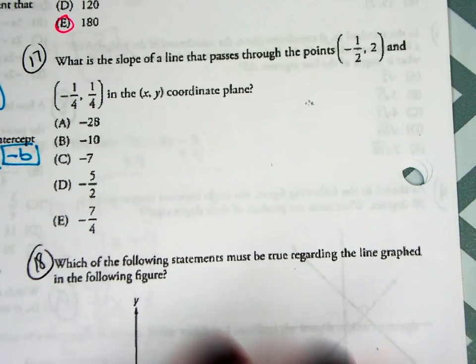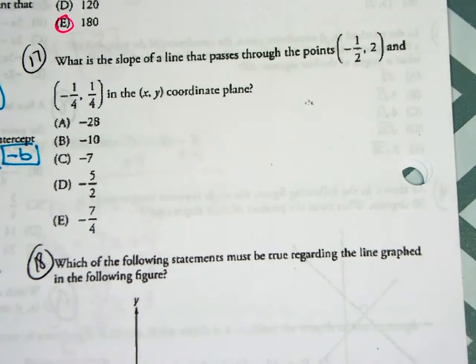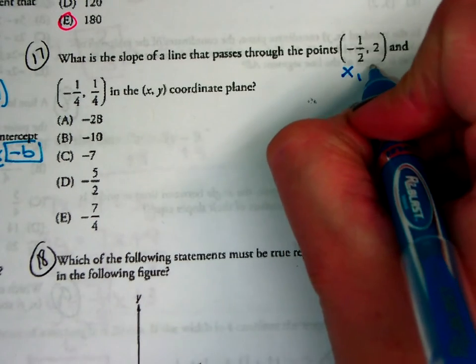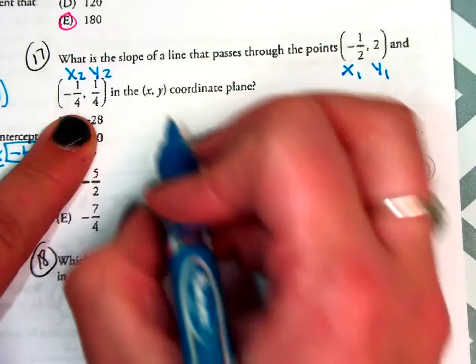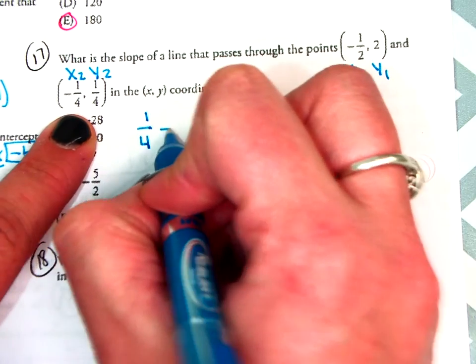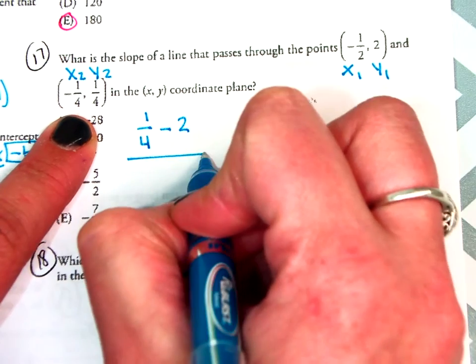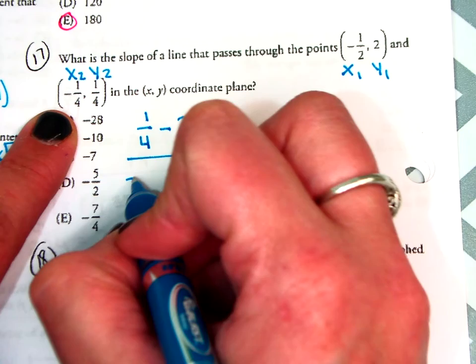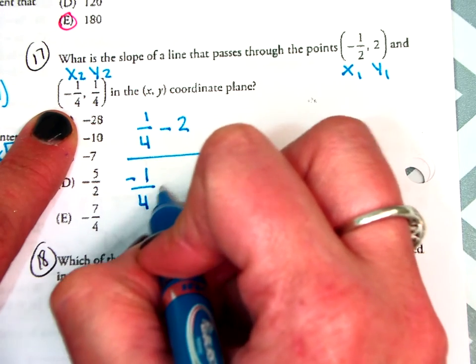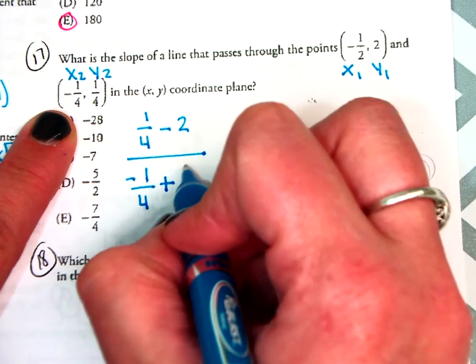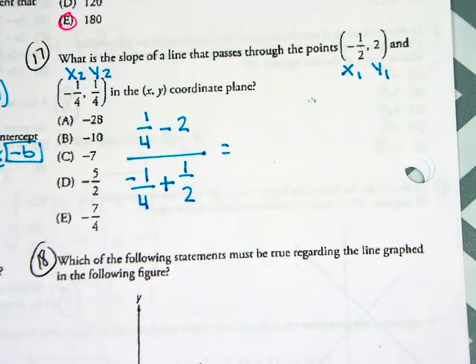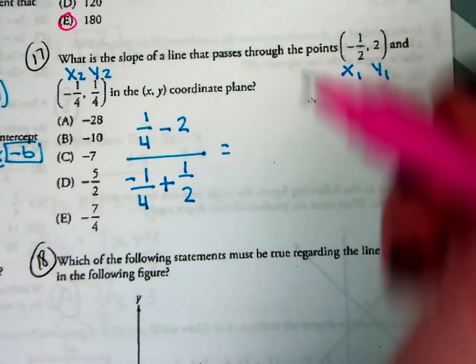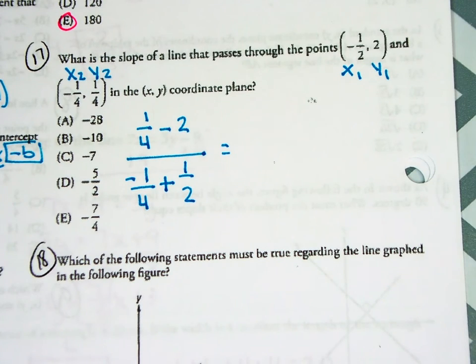Number 17 was the slope of these lines. So right here, this is x1, y1, x2, y2. So slope is subtracting, so negative 1/4 minus 2 over x2 is negative 1/4 minus a negative 1/2 is positive 1/2. So I'm going to show you how to do this in the calculator because I honestly think that we're bad at fractions in the calculator, okay?